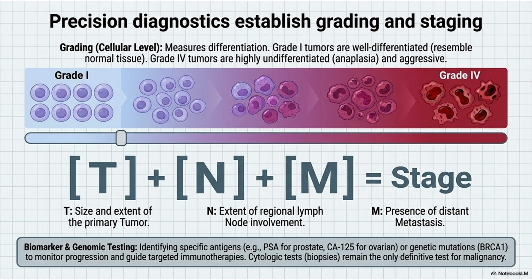Grading occurs at the cellular level, measuring the differentiation from grade 1, which resembles normal tissue, to grade 4, where it's highly aggressive anaplastic. Staging uses the TNM system. T is the size of the primary tumor, N is the regional lymph node involvement, and M is distant metastasis. While biomarkers like PSA or CA-125 help monitor progression, biopsies remain the only definitive test for malignancy.